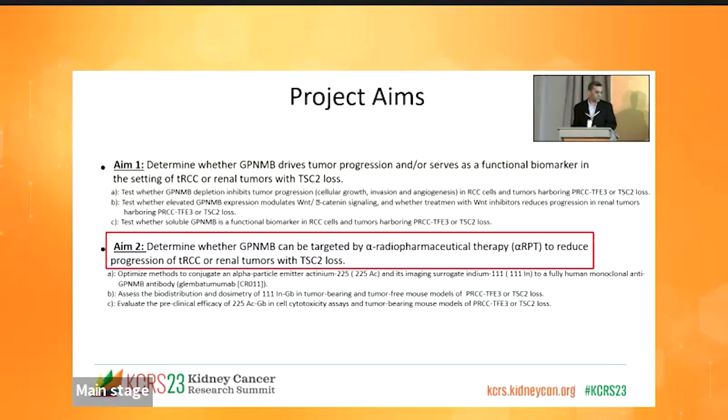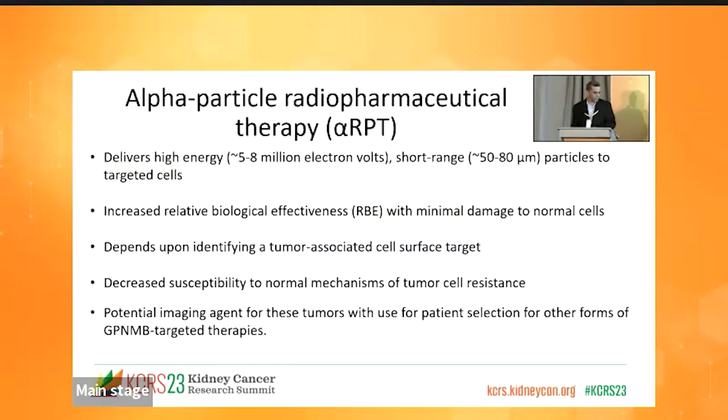In our second aim, we want to determine if GPNMB can be targeted by alpha RPT, and if it can reduce renal tumor progression in TRCC or TSC. In the interest of time, I won't go into the advantages of alpha RPT, but it is a novel modality of treatment which has the capability to deliver high energy short range particles to tumor cells with a resultant increase in RBE. And that depends on finding a tumor associated cell surface target, making GPNMB an ideal candidate for this purpose.